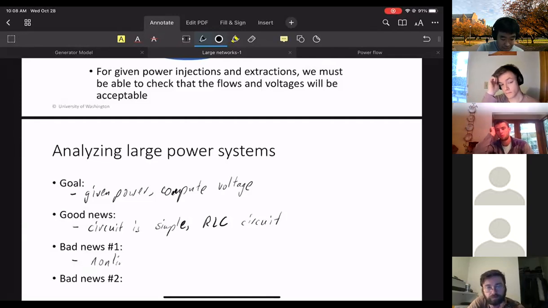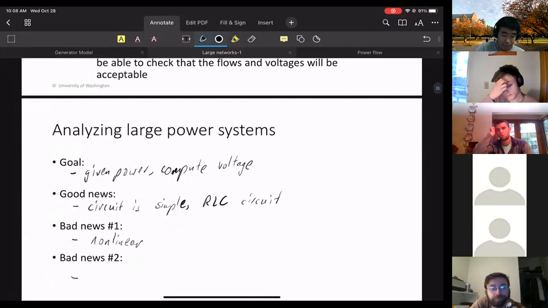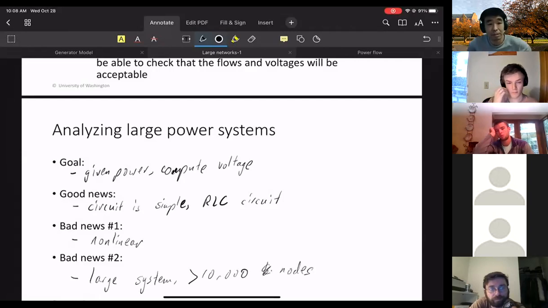The bad news is that this is nonlinear. This becomes a nonlinear problem because power is voltage squared. So given power, finding voltage is a hard problem. This is one bad news. The second bad news is this is a large system. We're looking at this number of buses or nodes. So we have to solve a nonlinear problem for a very large system, right?